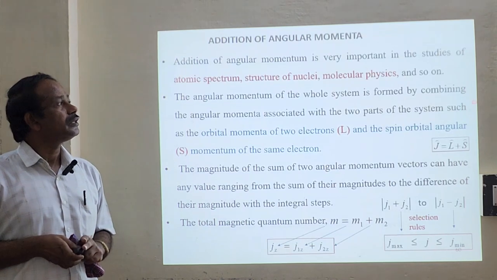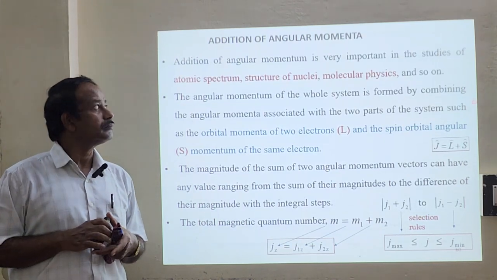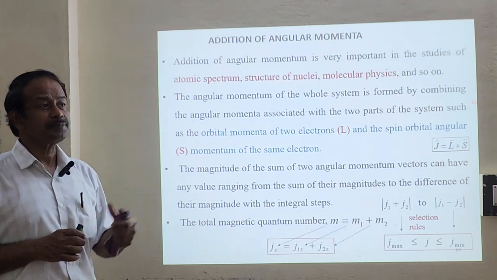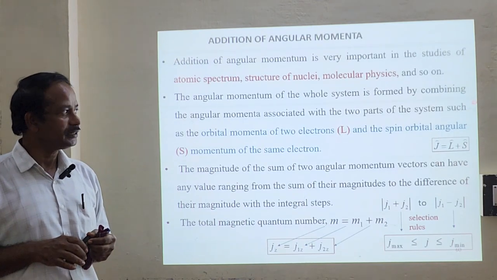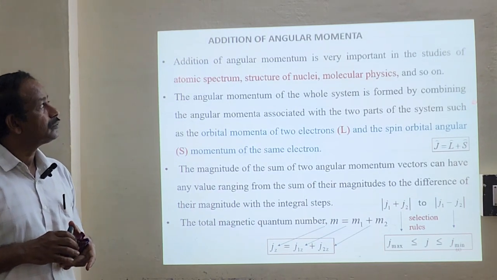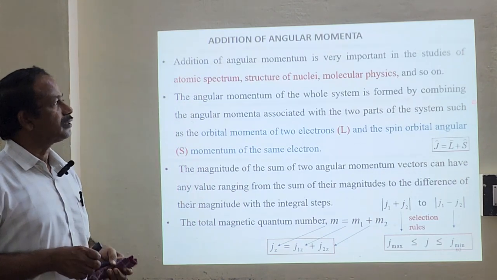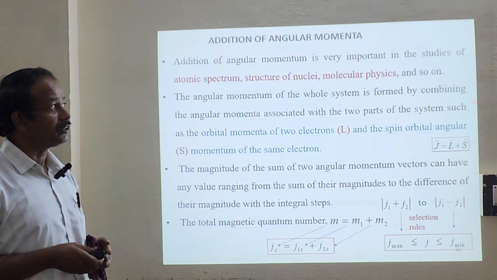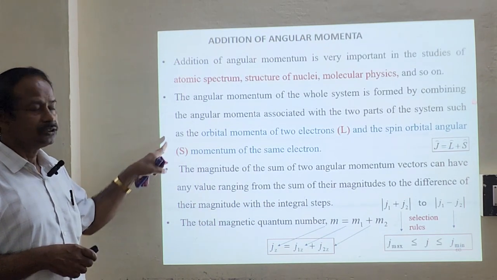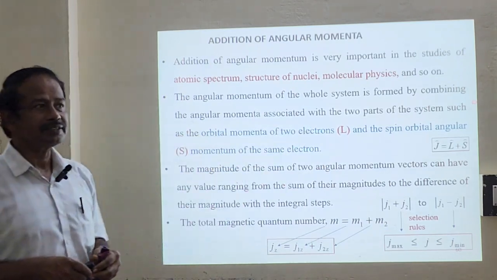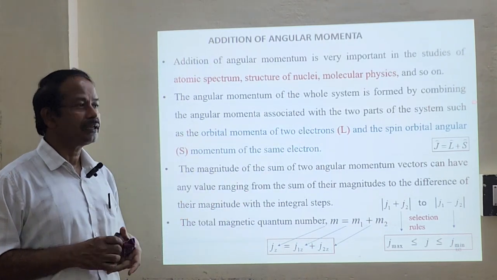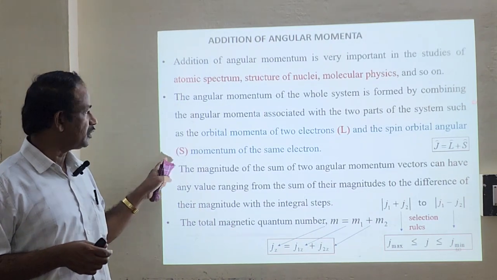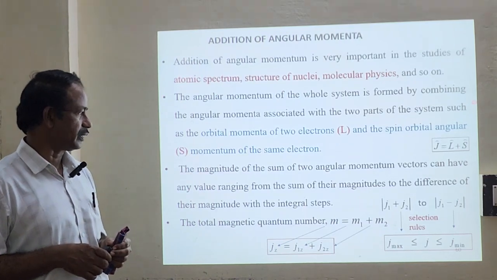In this class, we are going to discuss the addition of angular momenta. It's very important, as it is the base for Clebsch Gordan coefficients, which we are going to get later. This is very important in the study of atomic spectra, the structure of nuclei, the structure of the atom, nuclear and molecular physics, and so on. We know already that capital J equals capital L plus capital S. So the total angular momentum is the sum of the orbital angular momentum and the spin angular momentum of the same electron.